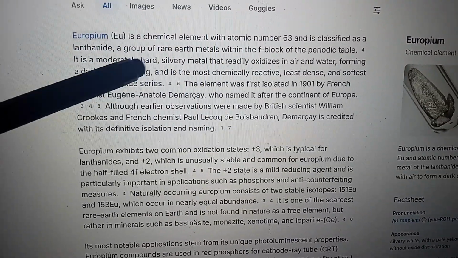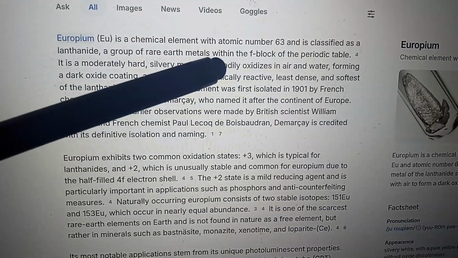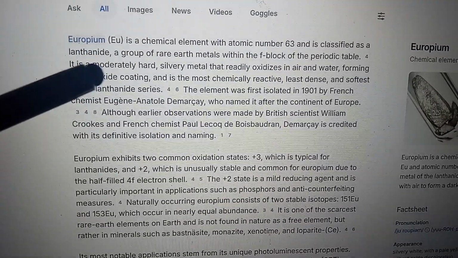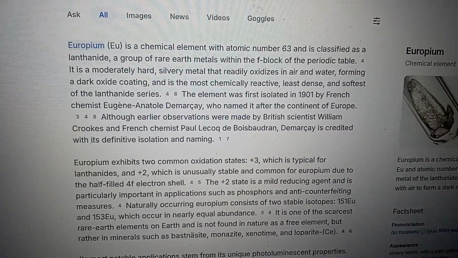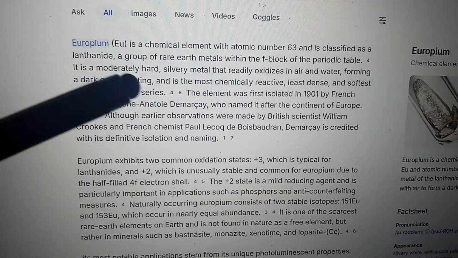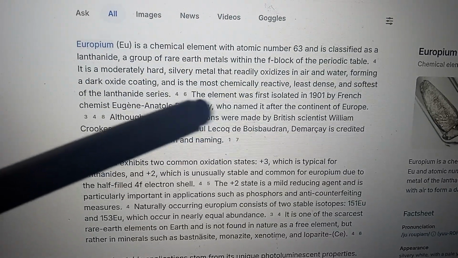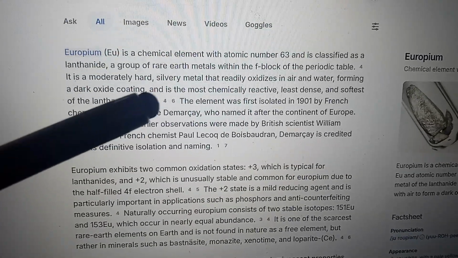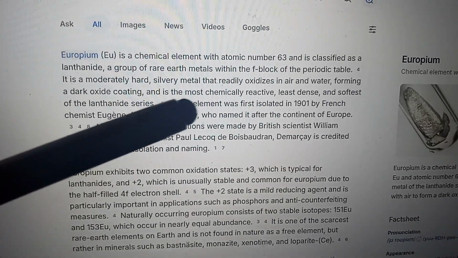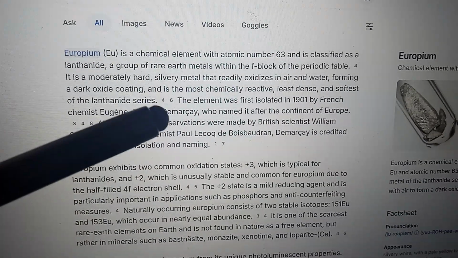EU is europium. EU is a chemical element with atomic number 63 and is classified as a lanthanide group of rare earth metals within the F block of the periodic table. It is a moderately hard silvery metal that readily oxidizes in air and water, forming a dark oxide coating. The dark side of the moon, or the dark, I don't know, I'm just joking. And it is the most chemically reactive, least dense, and softest of the lanthanide series.